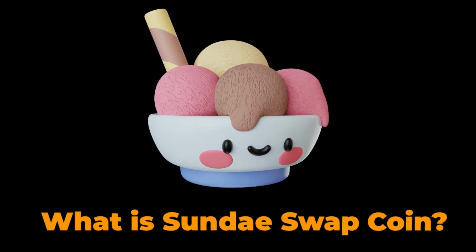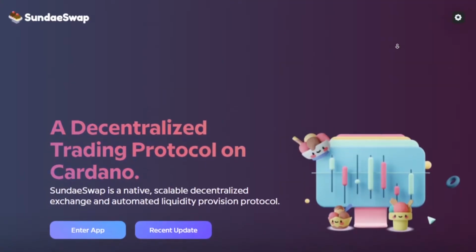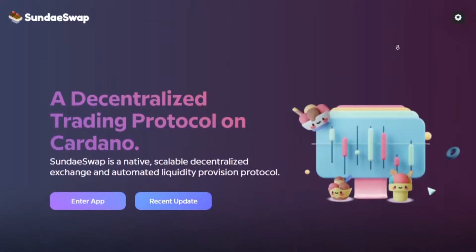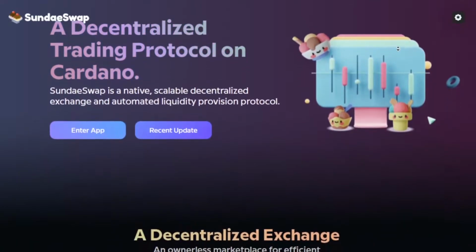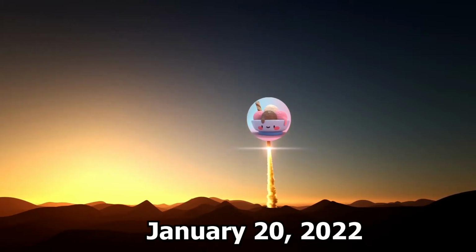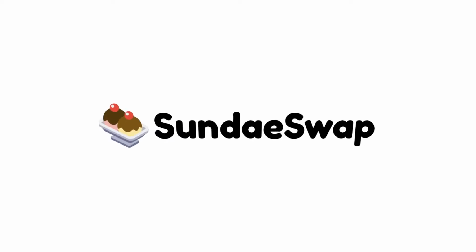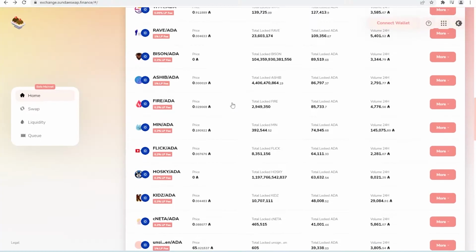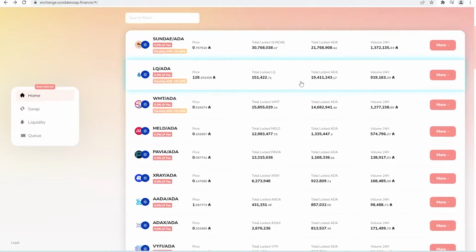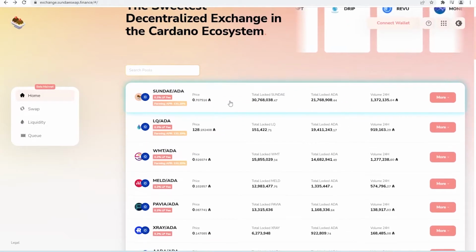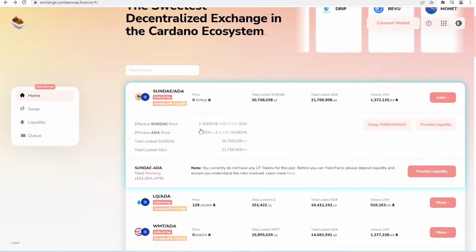What is Sundaeswap coin? Sundaeswap, the sweetest decentralized exchange on Cardano, aims to be the platform for future financial innovation. It launched on January 20th, 2022. Sundaeswap, like other DEXs, employs smart contracts to match token swaps between users and returns a part of the trading fees to the investors who supply liquidity to the platform, a technique known as yield farming.